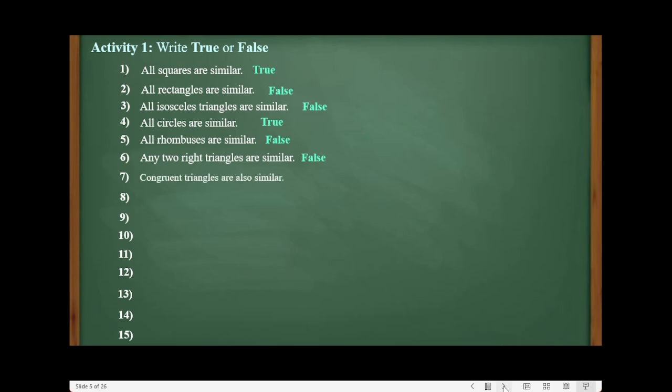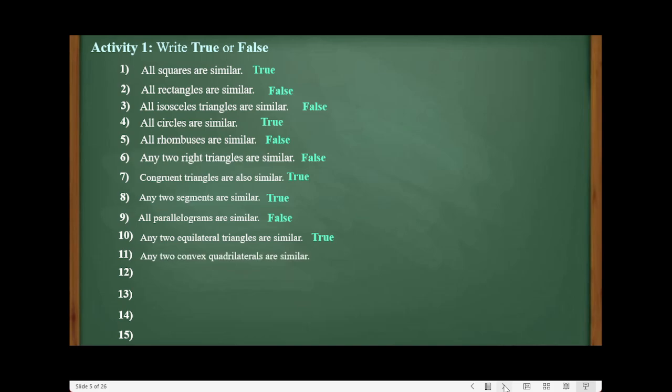Number 7, congruent triangles are also similar. True. Any two segments are similar. True. Number 9, all parallelograms are similar. False. Next. Number 10, any two equilateral triangles are similar. It's true. 11, any two convex quadrilaterals are similar. False. 12, any two trapezoids are similar. False.